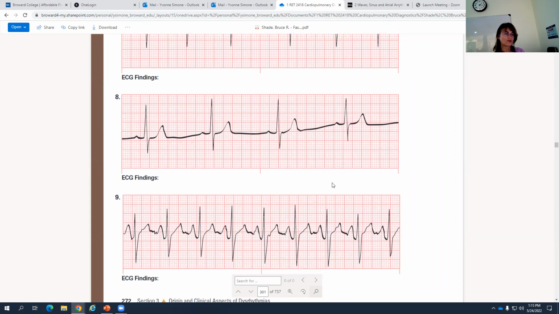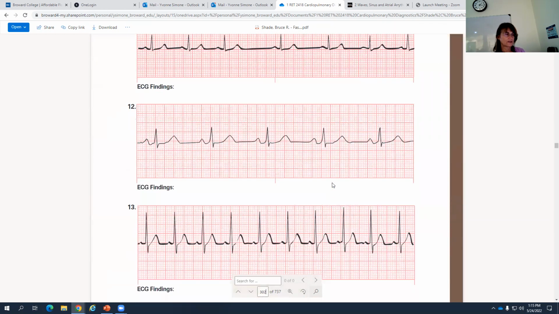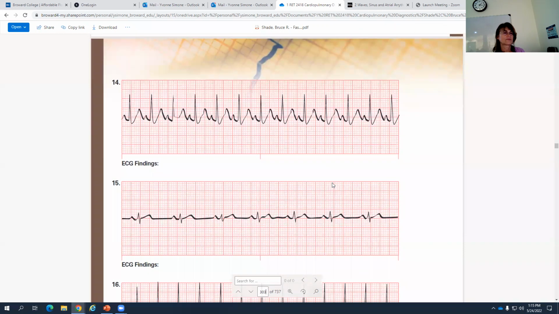Okay, the next one is page 274, number 14. Okay, how fast is the rate? 130. So heart rate's 130, everything else is normal? So sinus tachycardia, very good.